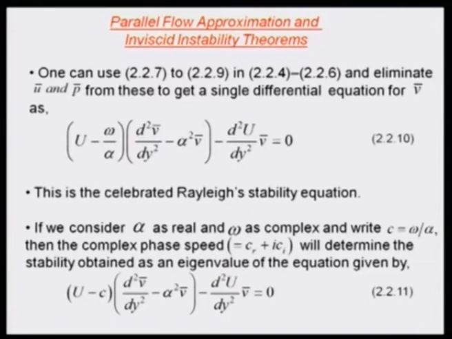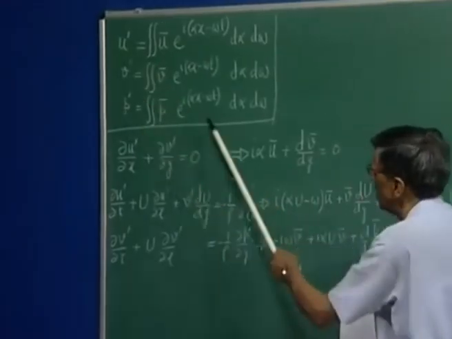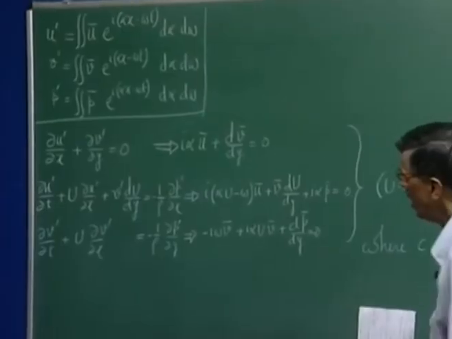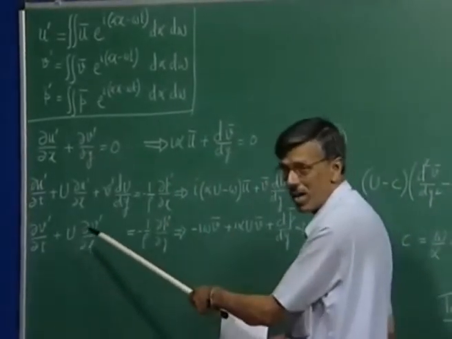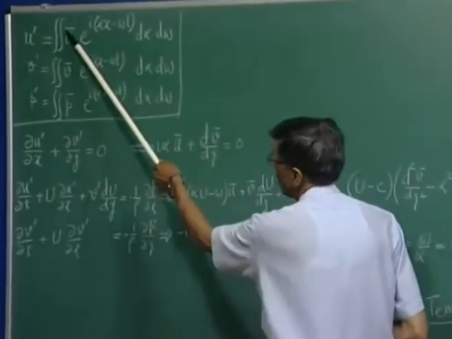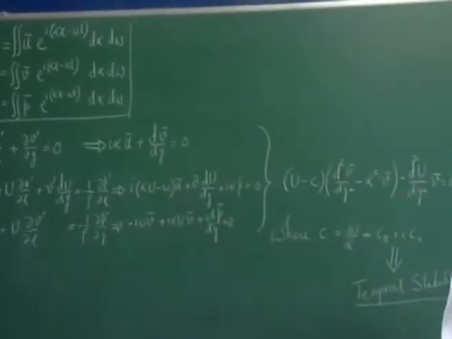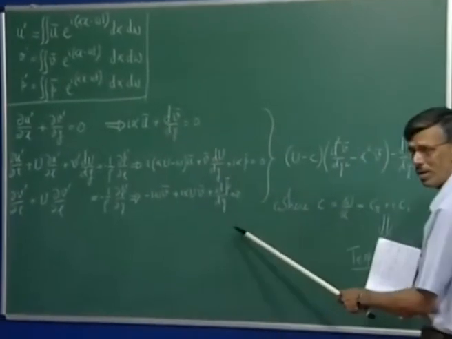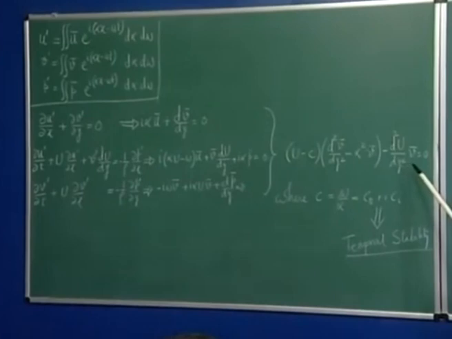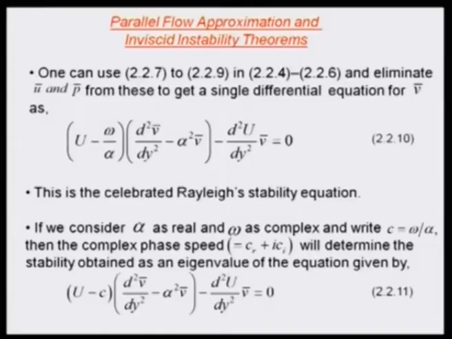This was derived by defining the velocity components and the pressure in terms of Fourier Laplace transform, and plugging them into the disturbance equation that was derived. That gave us the equation for the amplitude of all these disturbance quantities, u bar, v bar, p bar, and from these equations we eliminated u bar and p bar to get a single equation, right. That's your Rayleigh stability equation. This is quite a famous equation, originally derived by Rayleigh in trying to track the inviscid instability of flows.